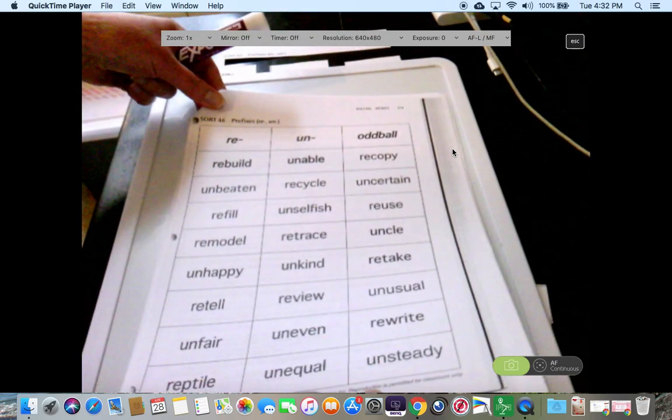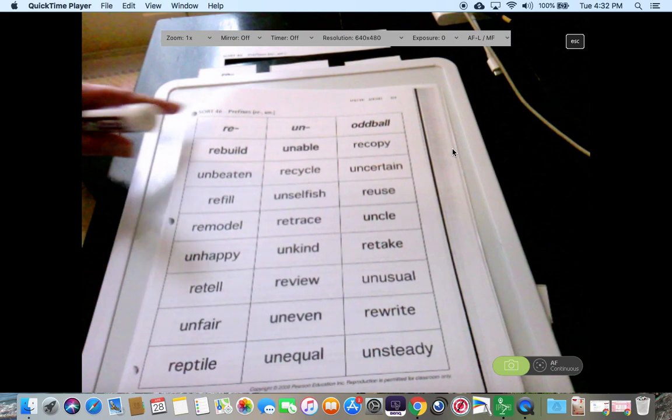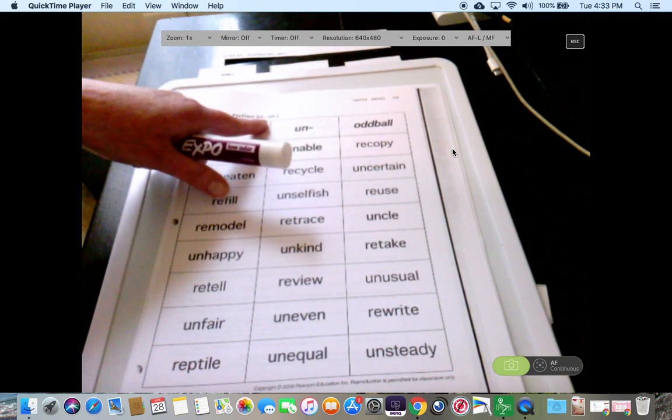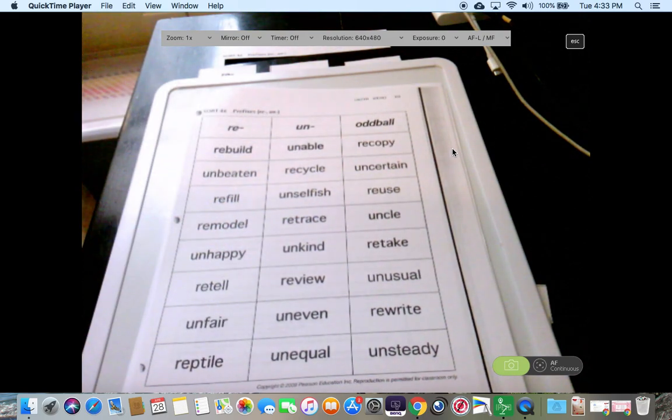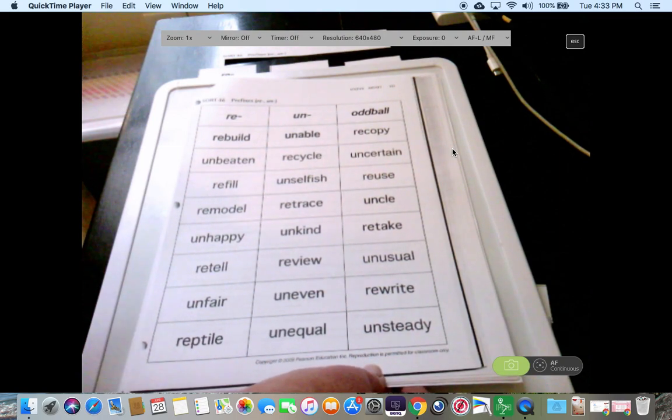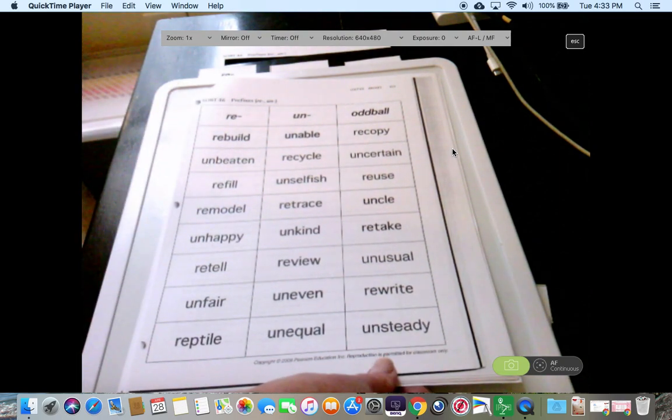Okay, today, second graders, we're going to look at sort 46, prefixes re and un. So if you don't have this sort with you right now, please go ahead and get it. And you can go ahead and cut out your words as well. Press play when you're ready.